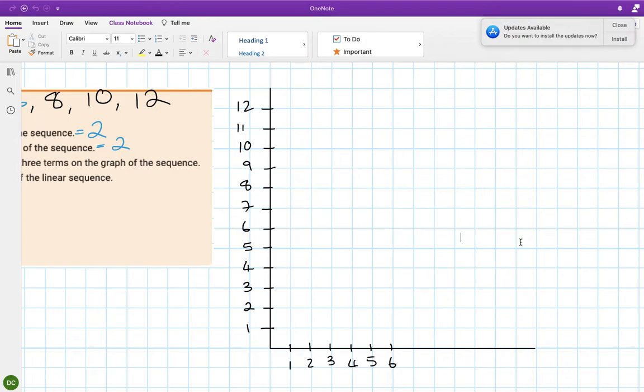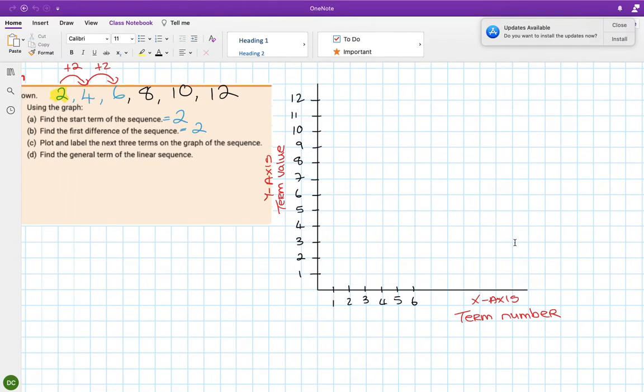Okay? And the other thing, I actually think this might have been my fault. I don't know if I was clear enough about this, so I'm going to be now. You have to label your axes, okay? So this one here is called the x-axis. And on the x-axis, I have put the term number. Okay? And then this other one over here is called the y-axis. And on the y-axis, I've put the term value. Okay, and that will always be the case. So you can just about see the sequence there.